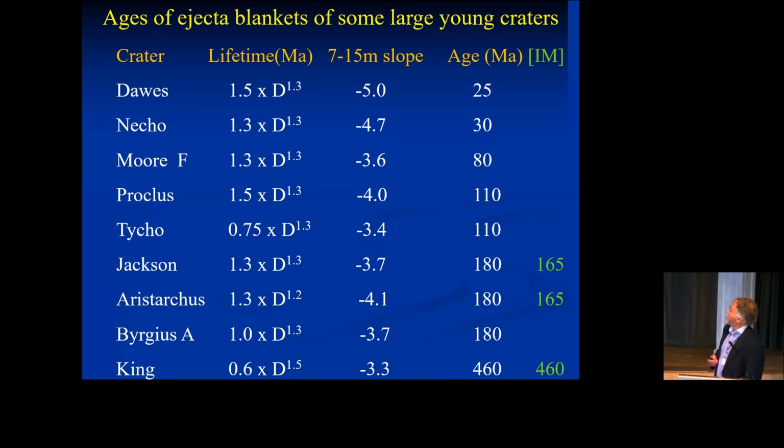Necho 30. Proclus seems to have about the same age as Tycho. Jackson and Aristarchus are about 180 million years. And the impact melts for those 2 craters are very similar.